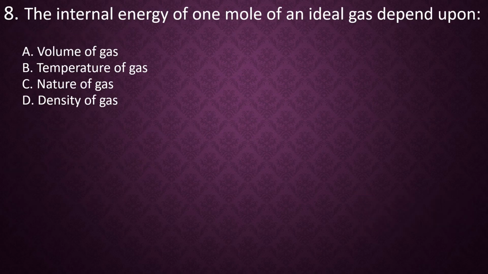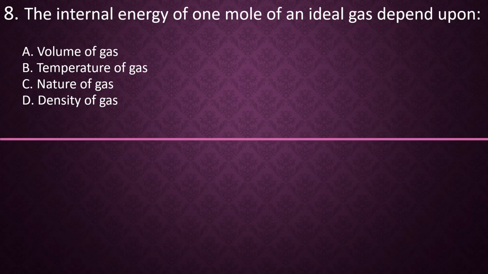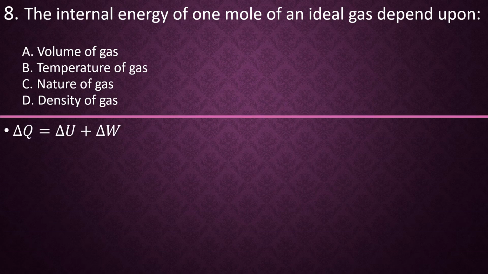The internal energy of 1 mole of an ideal gas depends upon... Okay, so we're just quickly going to write down the first law of thermodynamics, mathematical expression. dq equals du plus dw, and you know that dq, of course, is the amount of heat supplied to the thermodynamic system, or the heat content of the thermodynamic system, and then du is basically a change in internal energy of the thermodynamic system, and dw is the amount of work done by the gas.